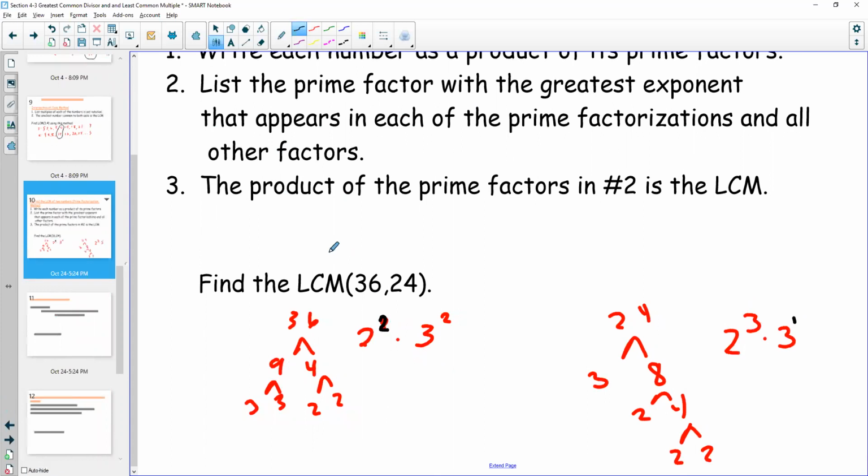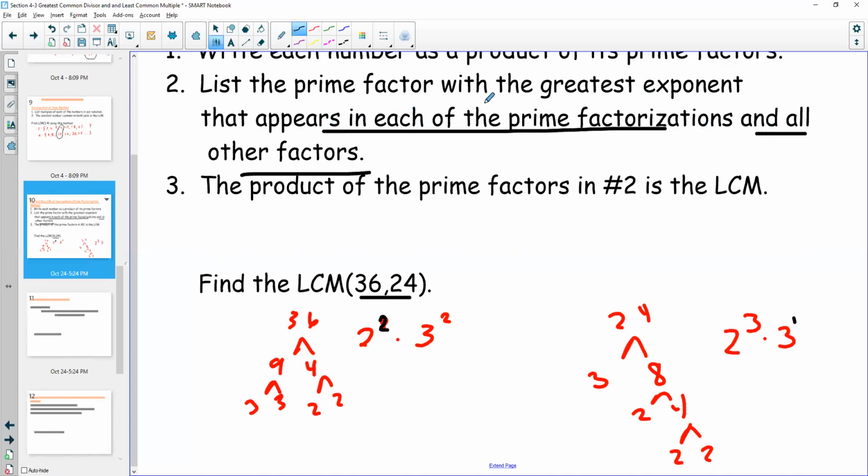For a least common multiple, remember, when we're talking about a least common multiple, you should be getting a number that is larger than the 2 numbers you're trying to figure out. Either that or it's one of the numbers, okay? So what you're going to do is list the prime factor with the greatest exponent that appears in each prime factorization and all other factors. I'll tell you what that means in a second.